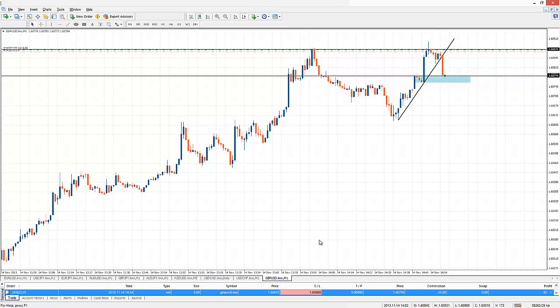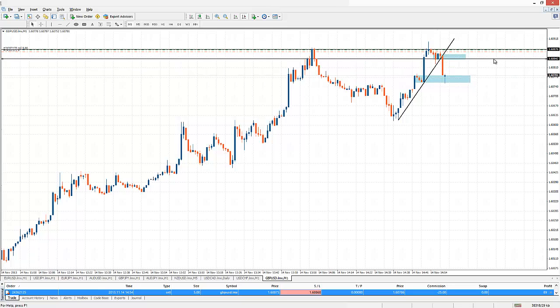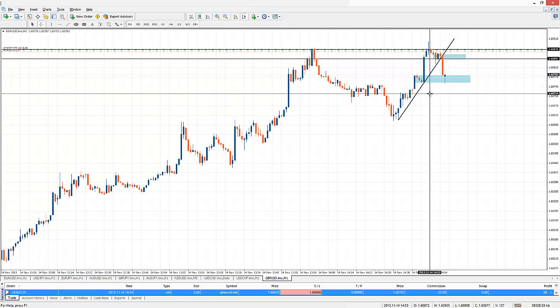So we've taken half the position off. You can see half the order still remaining. That was for plus 9 pips. Now what I want to see is if we can get some renewed selling. If we get a retracement back up, I'm looking at this area here to hold as resistance. So we'll see what happens. This is really where I need price to hold if we're going to get a retracement back up here.